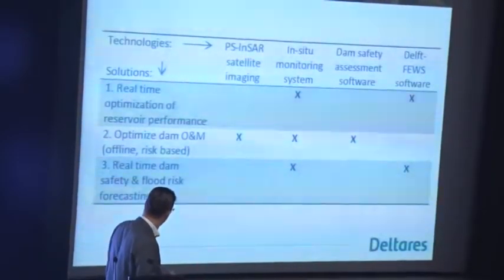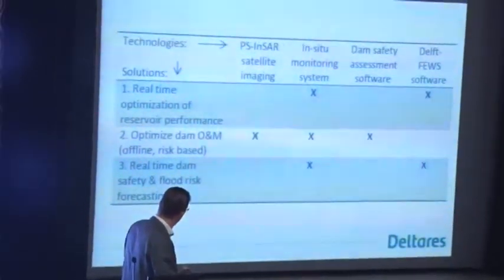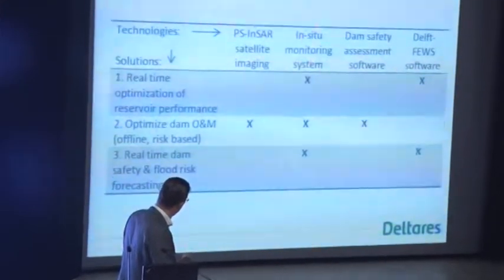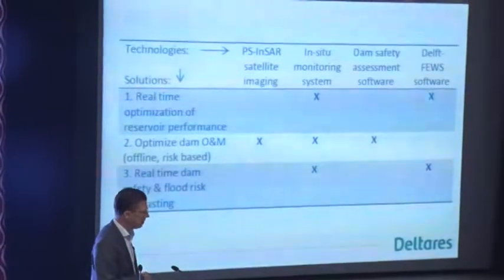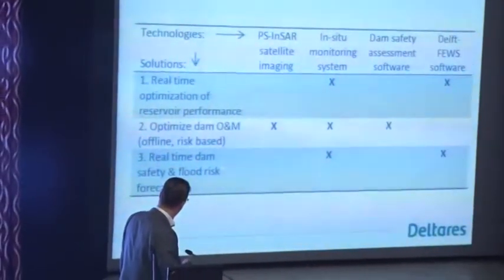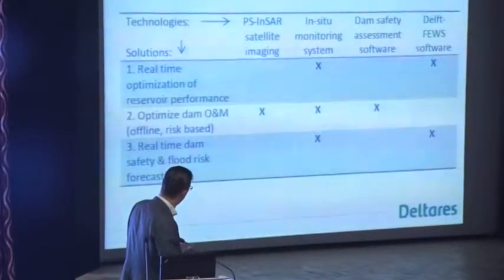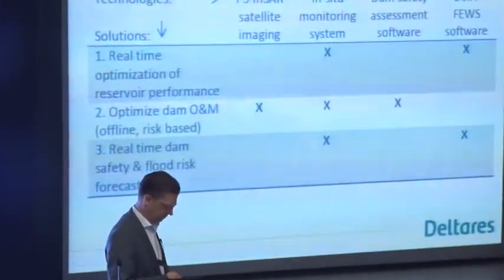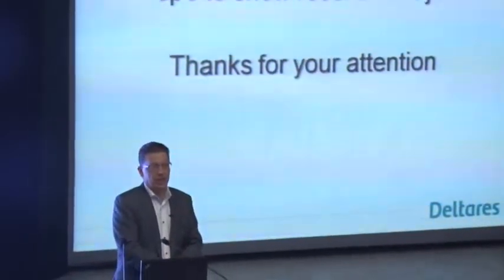The second objective is to optimize dam operation and maintenance. And we use these technologies, so InSAR, in situ monitoring, and dam safety assessment software to achieve that goal. And the third goal is real-time dam safety and flood risk forecasting, and we use in situ monitoring and software to achieve that goal. So I hope to show you some results next year when we have performed the project in cooperation with the Karnataka Water Resources Department. And I thank you for your attention.